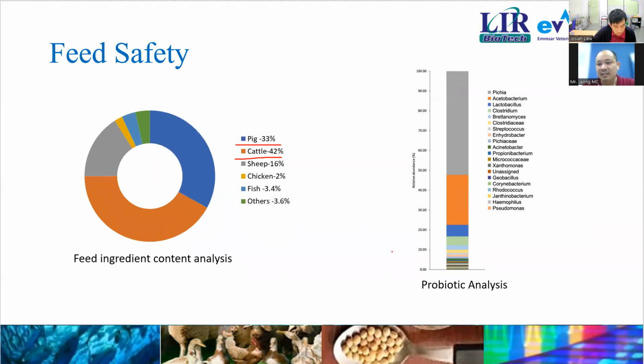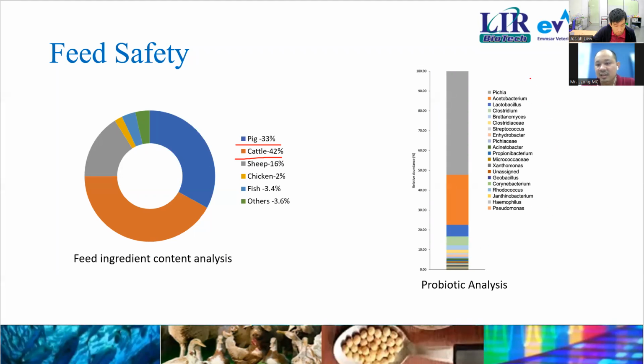And another one is that currently there is more and more utilization of probiotics mixed with the feed. But how can we ensure that the probiotic is not contaminated, or that undesired bacteria are not growing in the probiotic culture? We can also use molecular tools to analyze it.